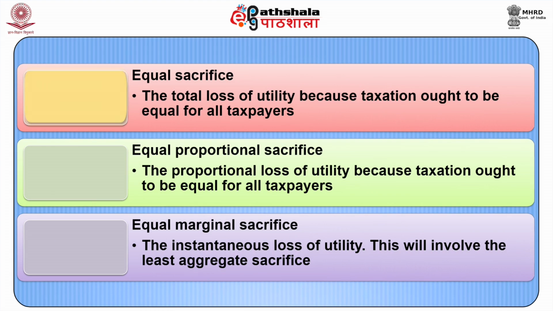Equal sacrifice. The total loss of utility because of taxation ought to be equal for all taxpayers; the rich will be taxed more heavily than the poor. Equal proportional sacrifice. The proportional loss of utility because of taxation ought to be equal for all taxpayers. Equal marginal sacrifice. The instantaneous loss of utility, as measured by the derivative of the utility function, because of taxation should be equal for all taxpayers. This will involve the least aggregate sacrifice, that is, the total sacrifice will be least.